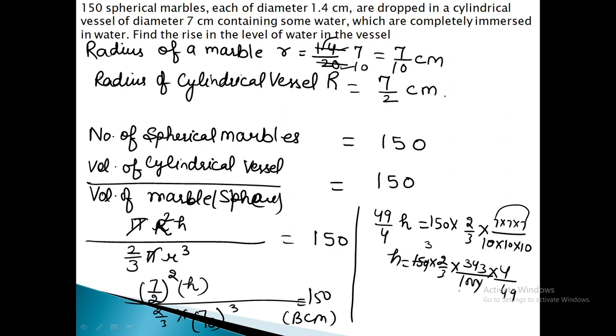5 3s are 15. 5 2s are 10. 5 0 0. You can cut 3 with 3. And 49 7s are 343. And H is equal to 2 2s are 4. 2 10s are 20. 7 2s are 14. 14 2s are 28.